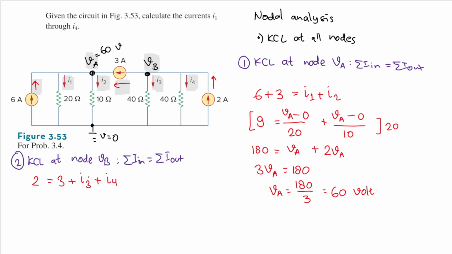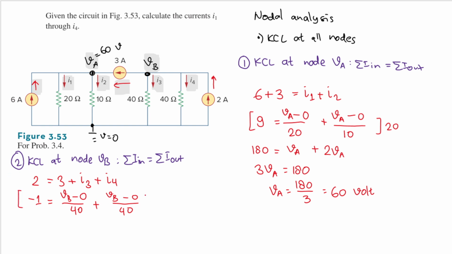Let's subtract both sides by 3. So I will have minus 1 on the left-hand side, and that will equal I3 here. I3 is VB minus 0. VB is where the current comes from, and 0 is where the current goes to, divided by 40. And then plus, we will have this one here, VB minus 0, again divided by 40.